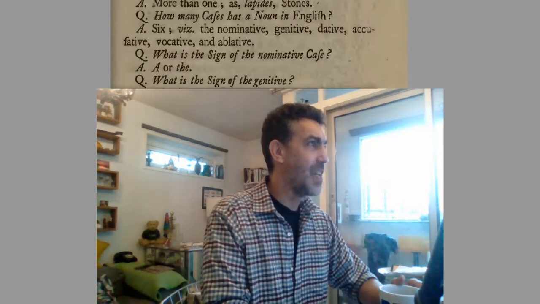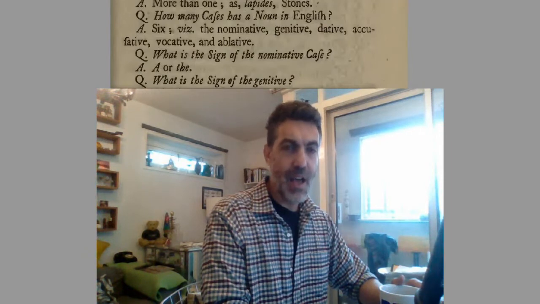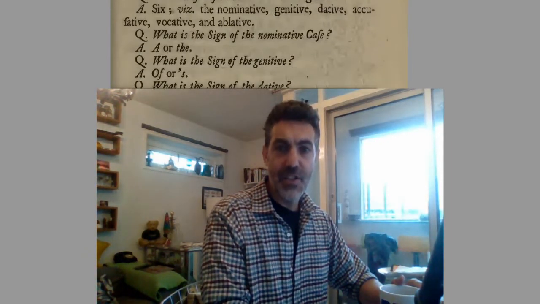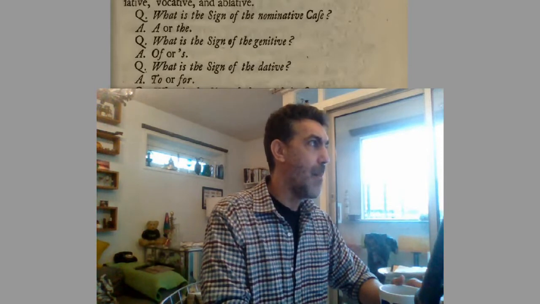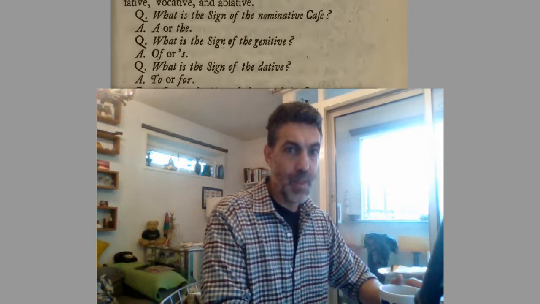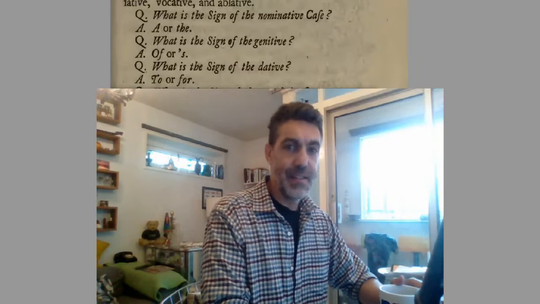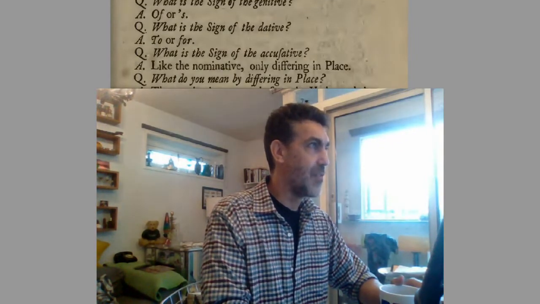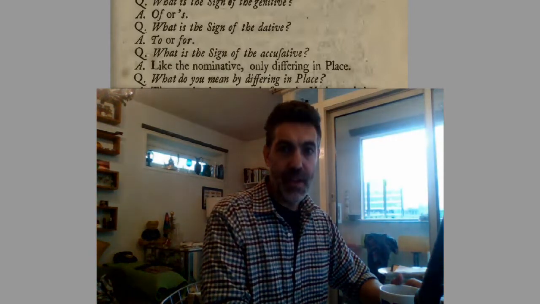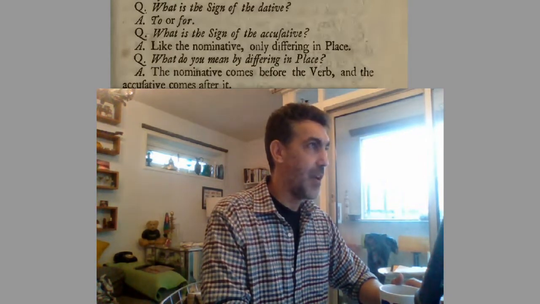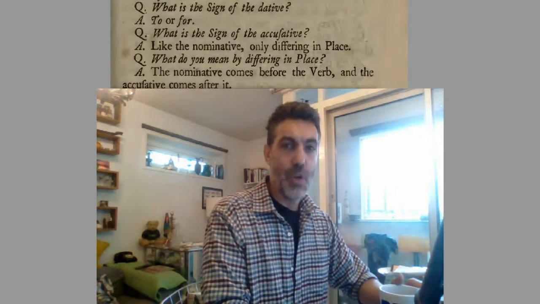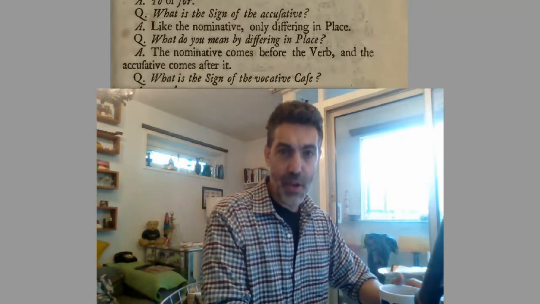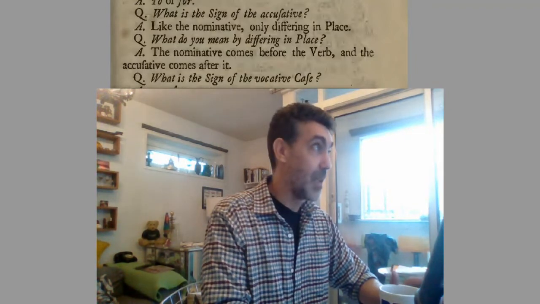And what is the sign of the nominative case? A or the. And what is the sign of the genitive? Of or apostrophe s. And what is the sign of the dative? To or for. And what is the sign of the accusative? It's like the nominative, only differing in place. What do you mean by differing in place? The nominative comes before the verb, and the accusative comes after it, generally speaking.